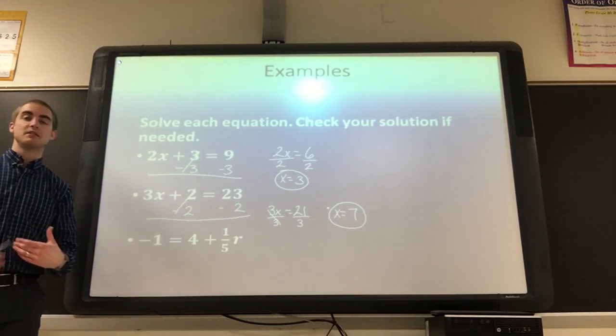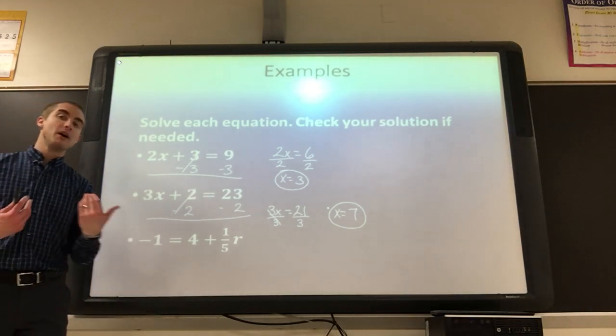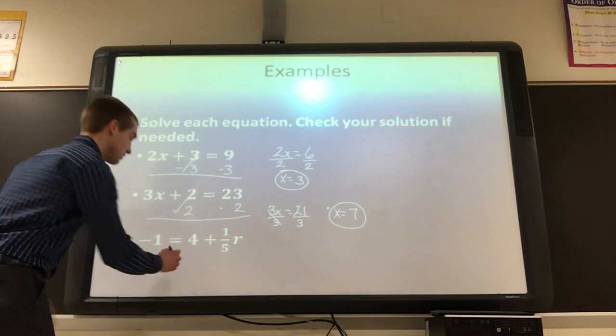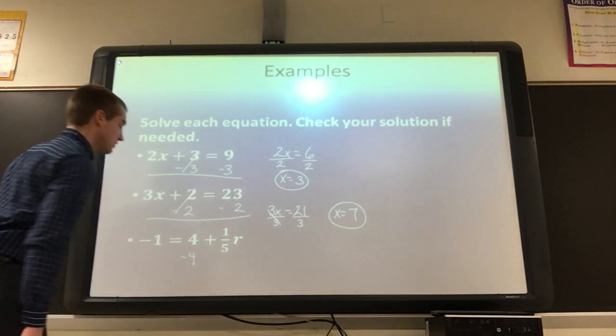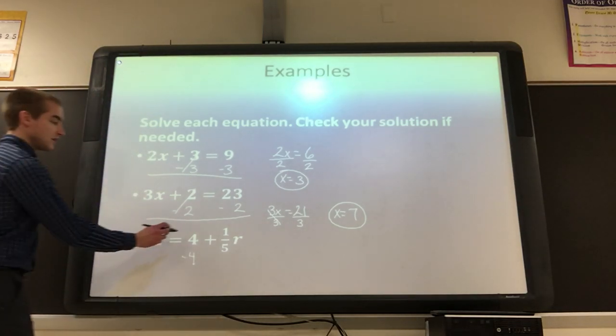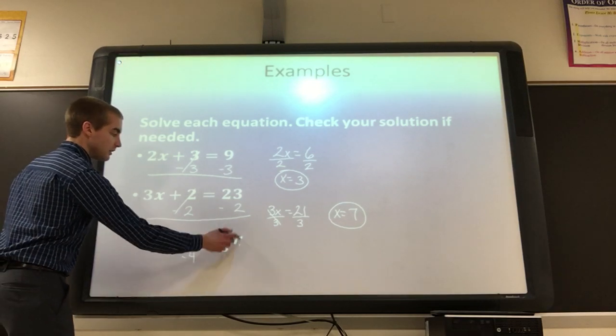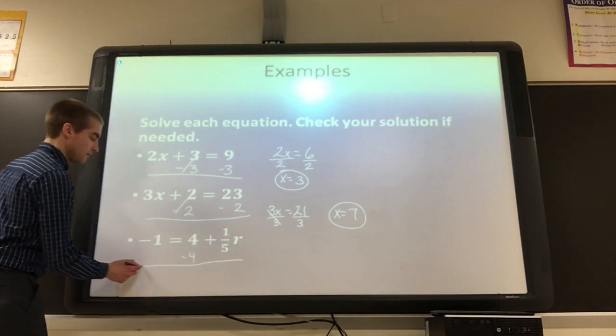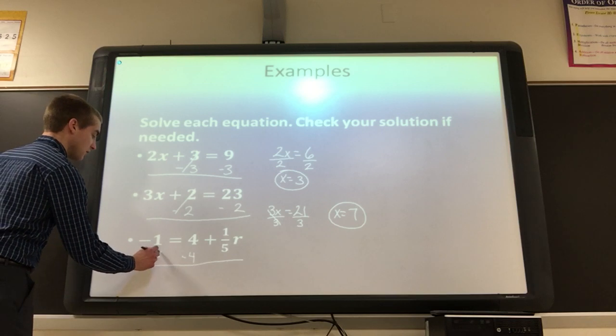Now this is a positive 4. To get rid of a positive 4, we need to subtract 4. So I subtract 4 on the right side of the equal sign. I don't need to do anything with this 1/5 r. I also need to subtract 4 on the left side.